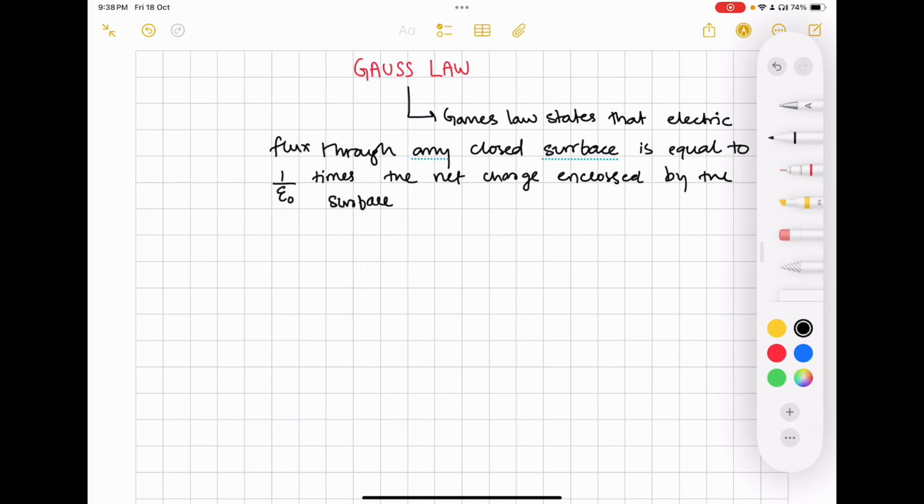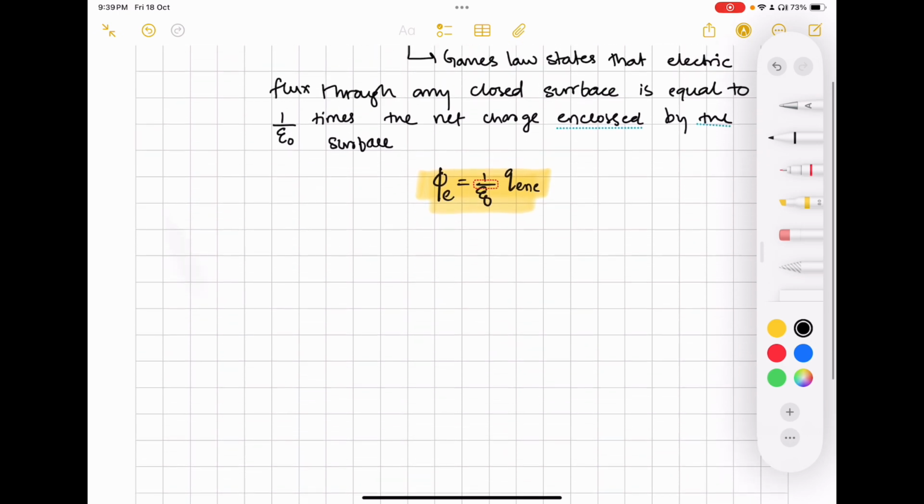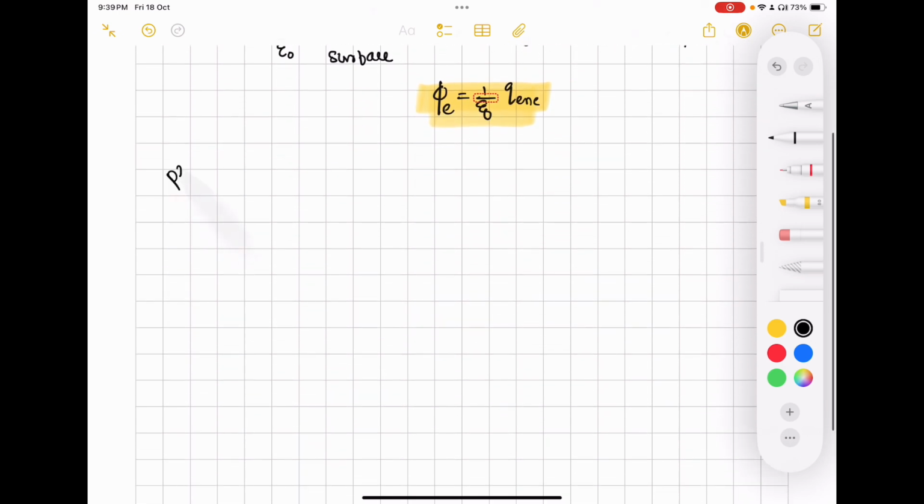Gauss law states that electric flux through any closed surface is equal to 1 by epsilon 0 times the net charge enclosed by the surface. That is, flux phi E is equal to 1 by epsilon 0 Q enclosed. Next, we can move on to the proof of Gauss law.